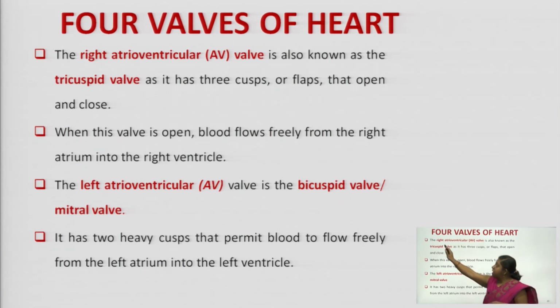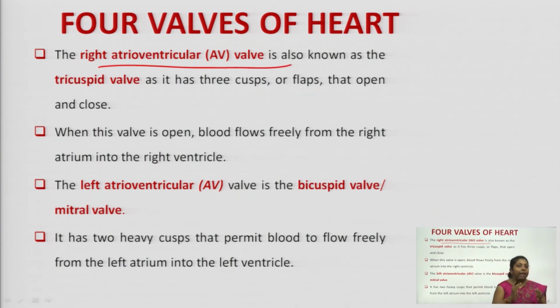So the first one is the right atrioventricular valve. Atrioventricular valve is also termed as tricuspid valve, as tri means 3 and cuspid is cusp or cup-like structure. So 3 cup-like structures are situated one above the other and it makes up a tricuspid valve, which is also termed as right atrioventricular valve, that is situated in between your right atrium and right ventricle. Fine. And whenever this valve opens, your blood is moving freely from right atrium into your right ventricle.